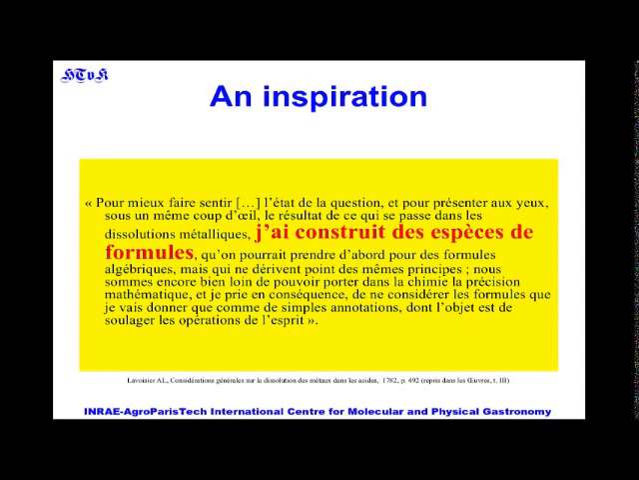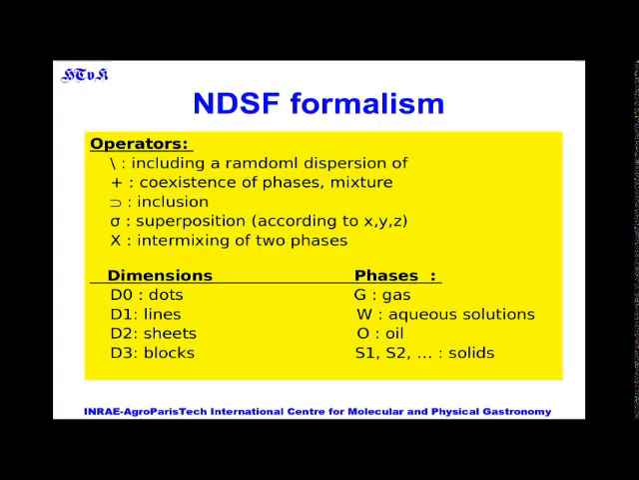Lavoisier, in particular, in 1782, created the formal language of chemistry. It is a very important step. Indeed, he was doing what the mathematicians did before with Viète, for example, or with Descartes for mathematics. Now, here is the NDSF formalism. We are going to look at it in more details now.